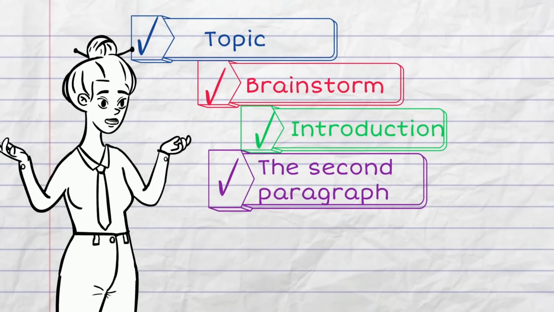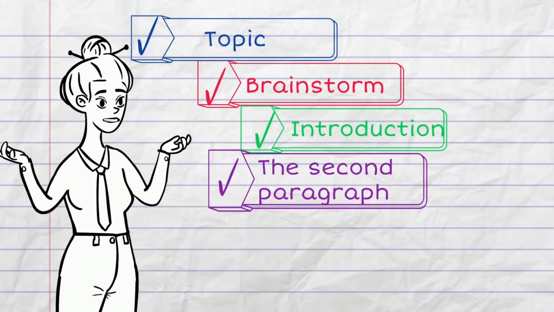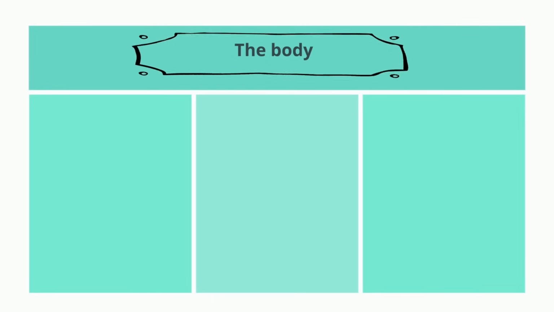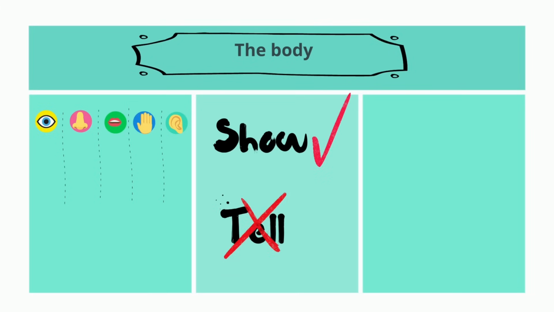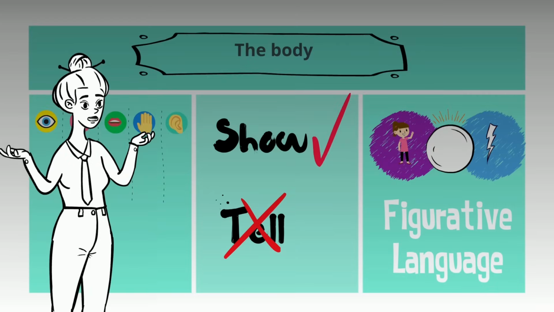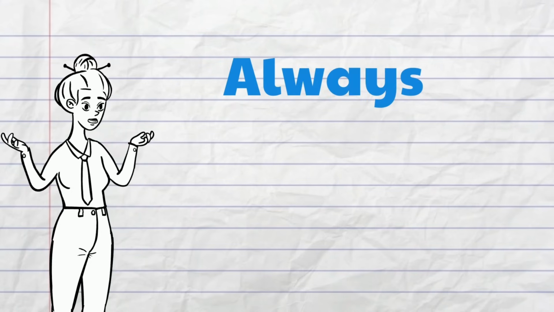The second paragraph describes your topic in details. So use the sensory details you brainstormed earlier in complete and meaningful sentences. Use show, don't tell technique and figurative language. And a good descriptive writing is always organized.